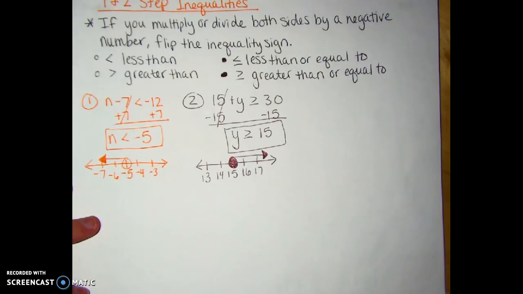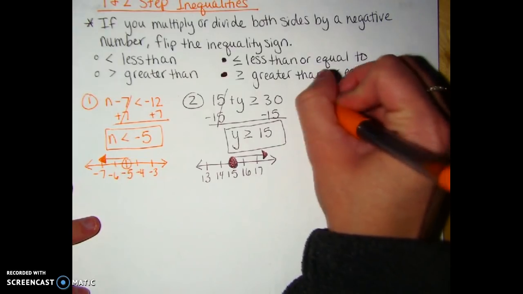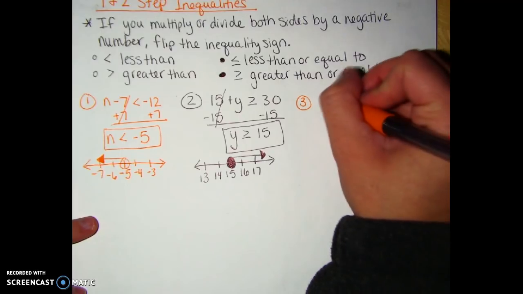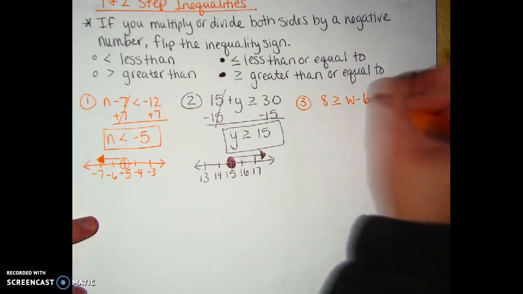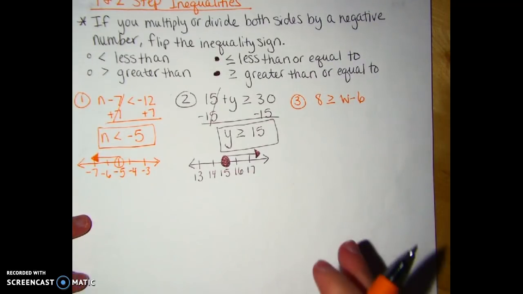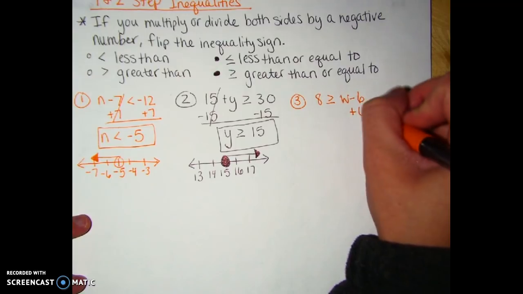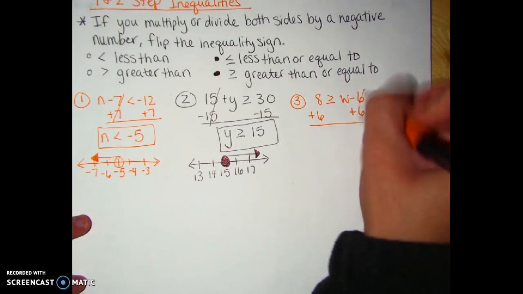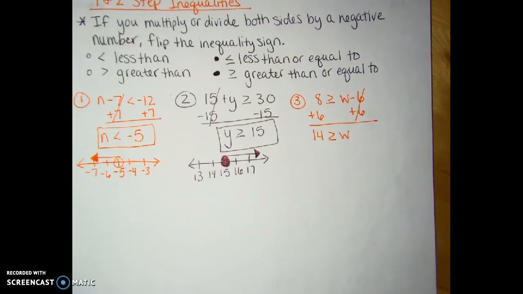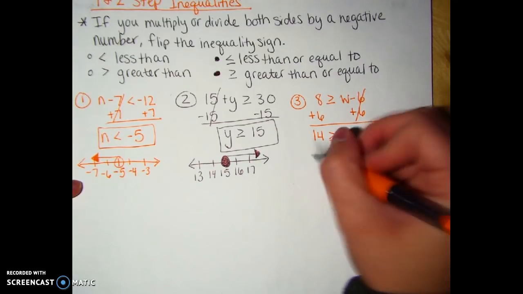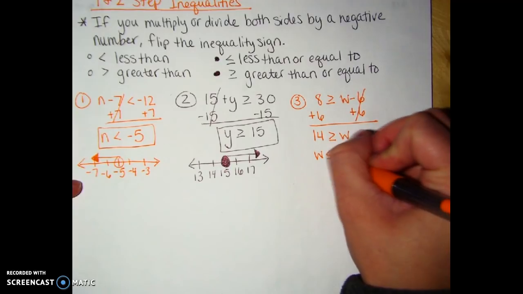Okay, let's do another one. 8 is greater than or equal to w minus 6. Okay, I'm going to add 6 to both sides. 14 is greater than or equal to W. Now this is one of the times when I flip it because I was always taught to have the variable on the left-hand side, and that's just how I learned. If you are fine with it this way, that's fine. But if you're going to flip it, it's going to be W is less than or equal to 14.